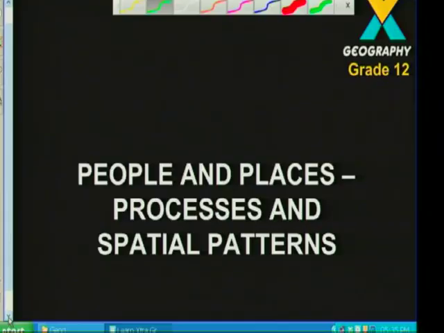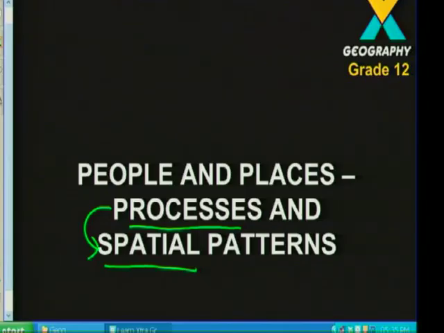Today we're dealing with settlement geography, and yes, it's people and places. Let's look at some of the content that you have to know for this particular section. The broad heading is people and places, processes and spatial patterns. Remember that in order to understand this section, we have to understand it from a geographical perspective. When we're dealing with geography, the content deals with spatial aspects as well as processes that influence these spatial aspects.